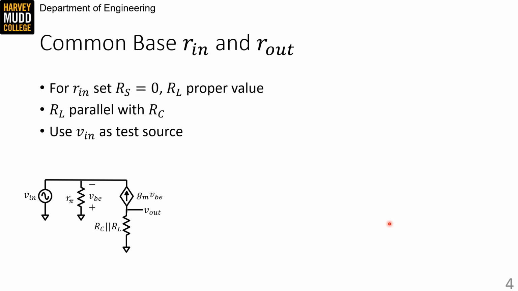This is a pretty simple small signal model, so I'm going to turn you loose on the Rin and Rout calculations soon. As a reminder, for Rin we set Rs to 0 and RL to a proper value for the amplifier, and that proper RL falls in parallel with RC. We use a test voltage source to analyze this amplifier. Pause the video and calculate the input resistance.